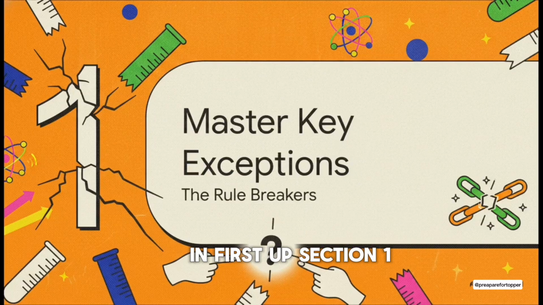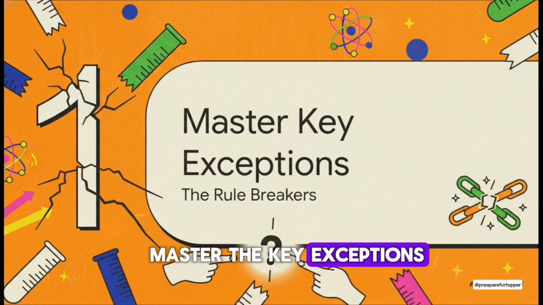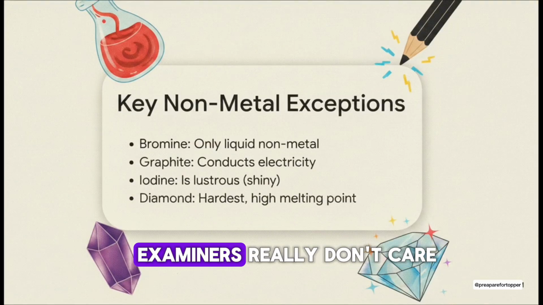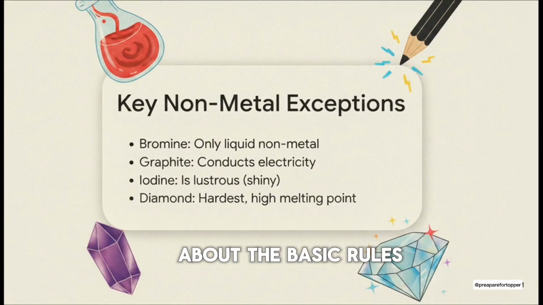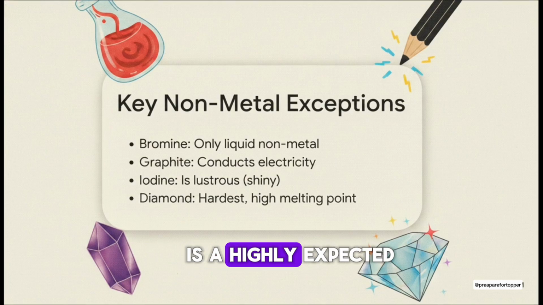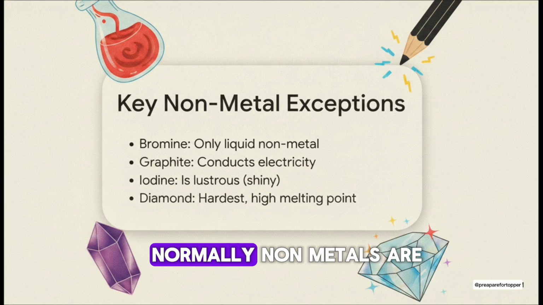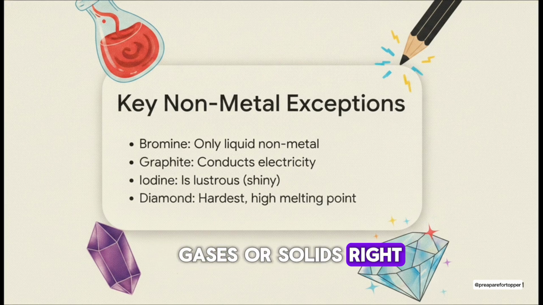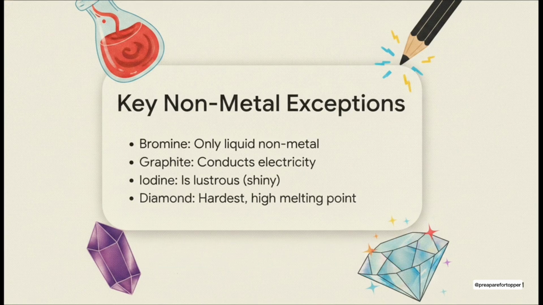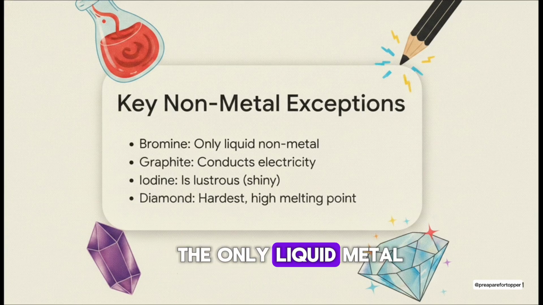First up, Section 1, Master the Key Exceptions, the Rule Breakers. You know, when it comes to physical properties, examiners really don't care about the basic rules. They want the anomalies. Every single point we're covering right now is a highly expected multiple choice question. Normally, nonmetals are gases or solids, right? But bromine? It's the only liquid nonmetal. Metals are solid, obviously, except wait, mercury is the only liquid metal.